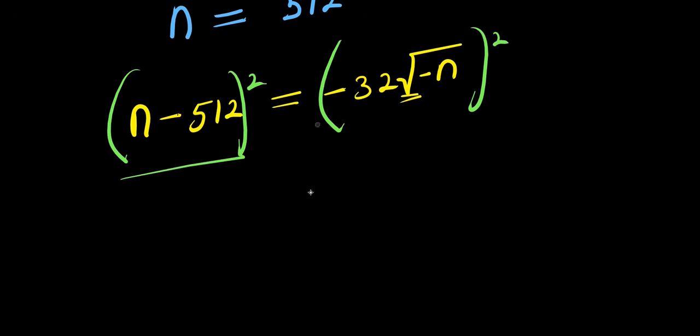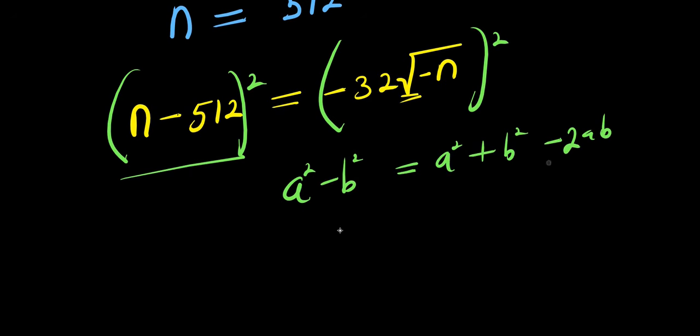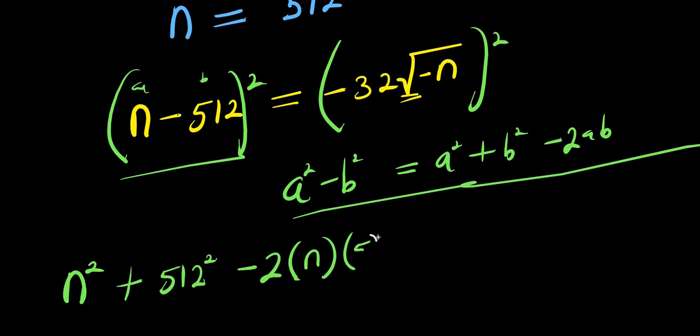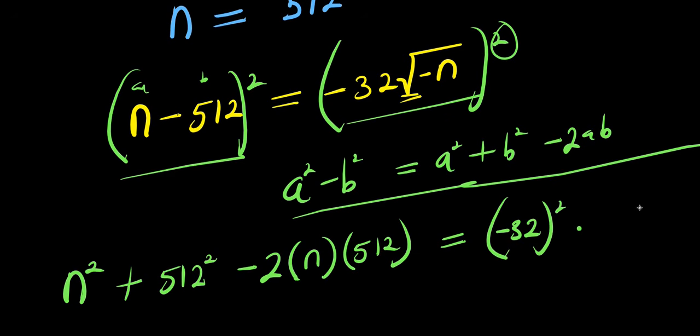So if you expand this using the same identity, a minus b squared equals a squared plus b squared minus 2ab, this will give me n power 2, this is my a and this is my b, then plus 512 power 2 minus 2 times n times 512. Then equals this. If you raise it to the power of 2, it simply means we have negative 32 to the power of 2 times the square root of negative n to the power of 2.